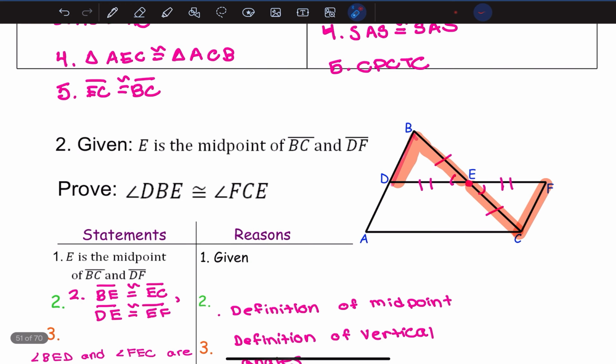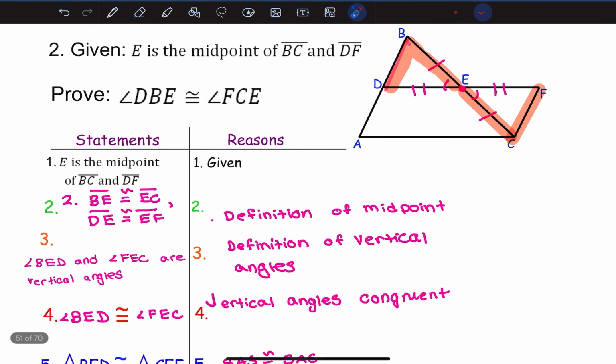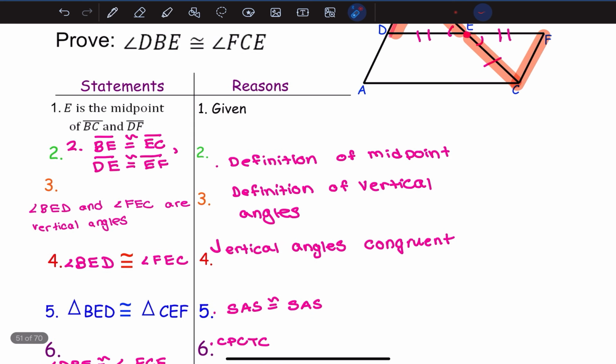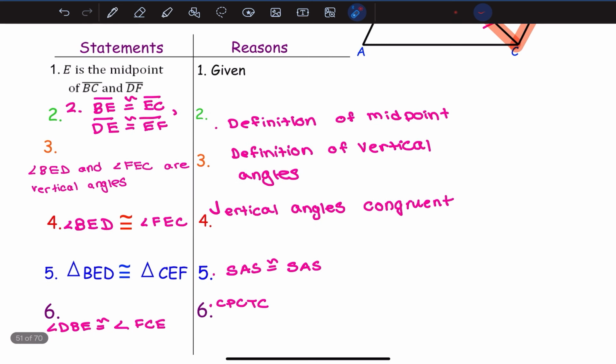So start with your given. State the congruent segments. BE is congruent to EC. DE is congruent to EF based off of the definition of a midpoint. State that you have vertical angles and therefore those angles are congruent. Side, angle, side to say that the triangles are congruent. Angles are congruent by CPCTC.